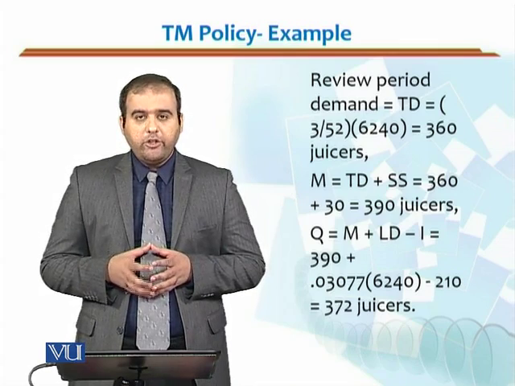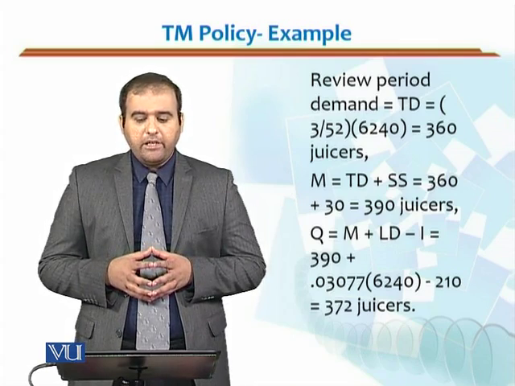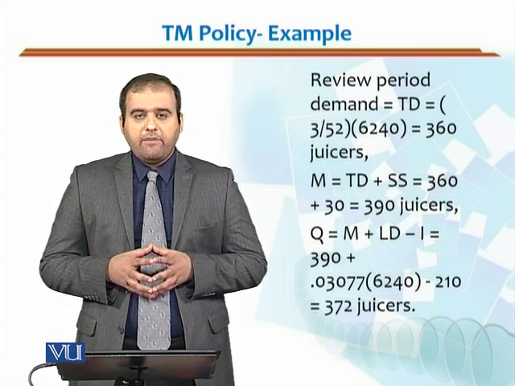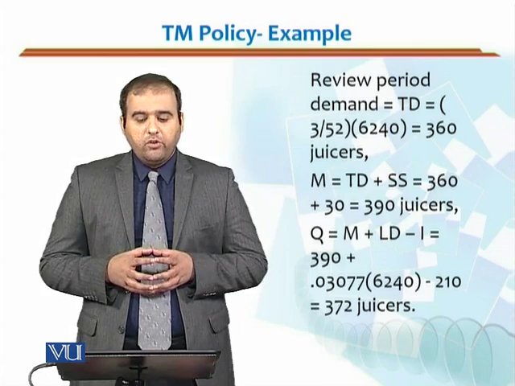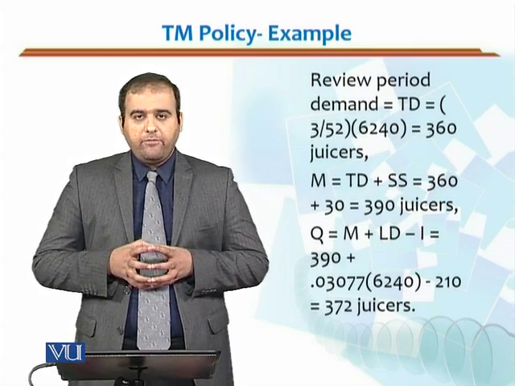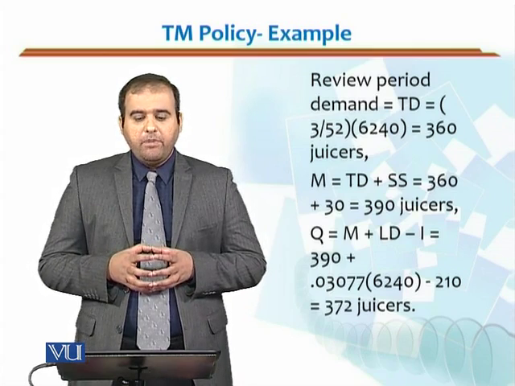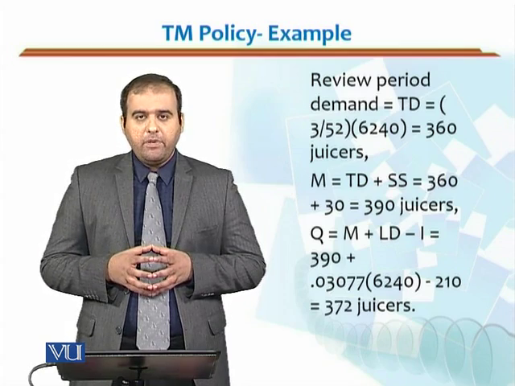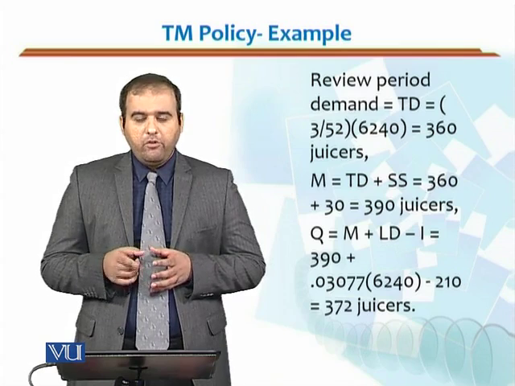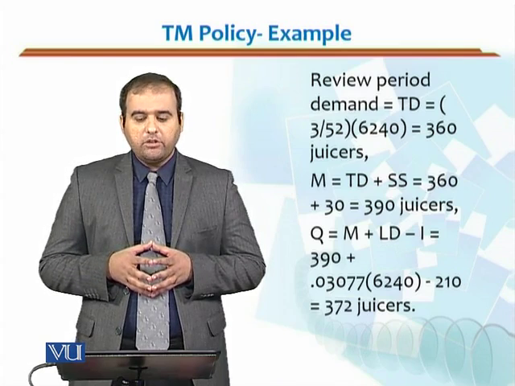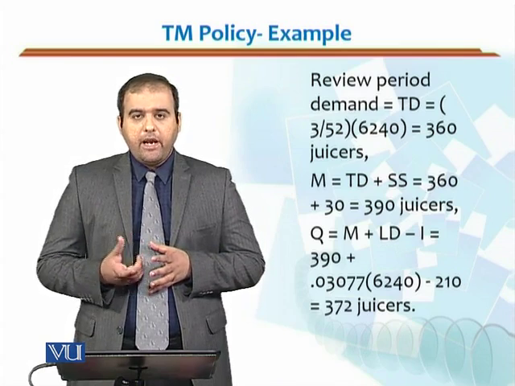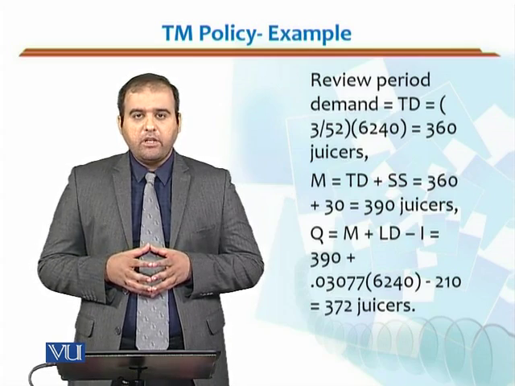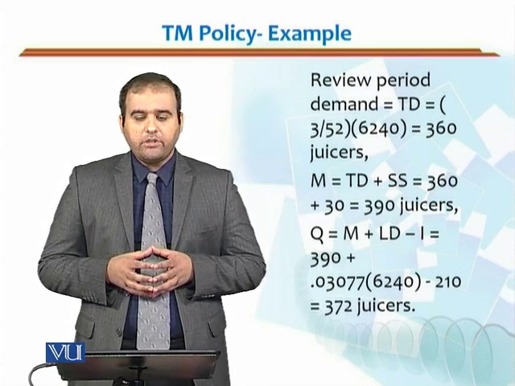And then you calculate Q on the basis of that M and inventory position I, it comes out to be 372 juicers. So if AAC is implementing the TM policy, the Q should be 372 for this specific interval, because your stock in hand would change. And if your stock in hand changes, Q will change as well, even in this periodic inventory policy.